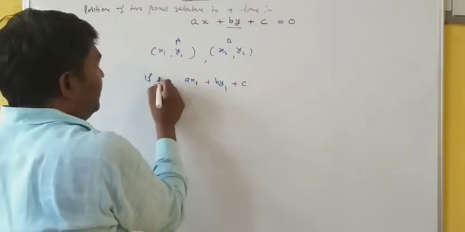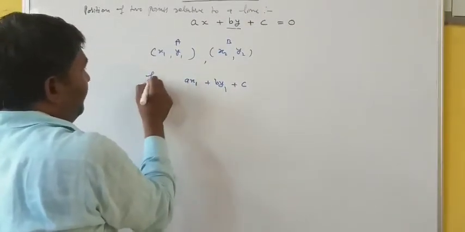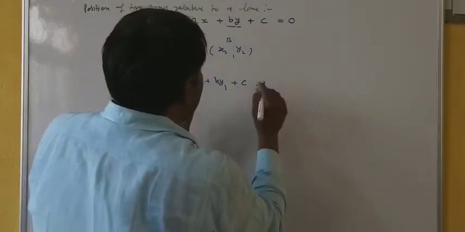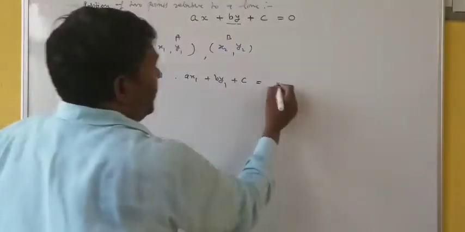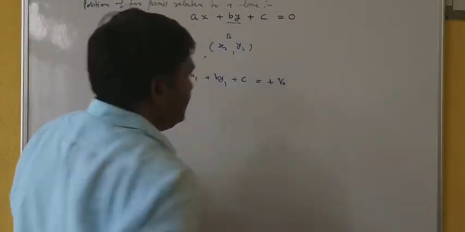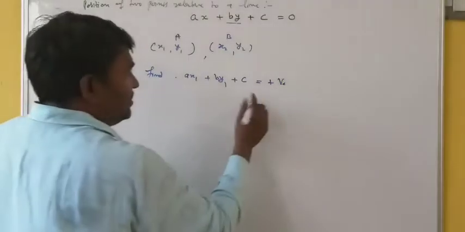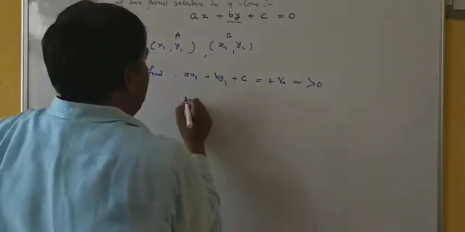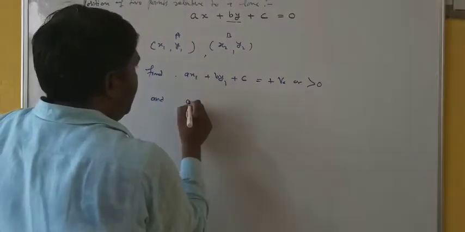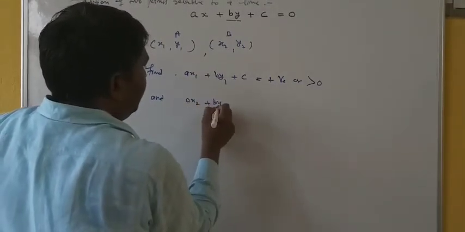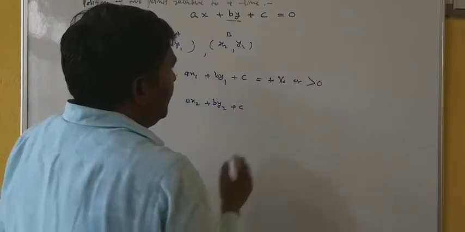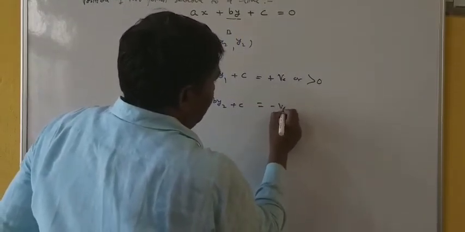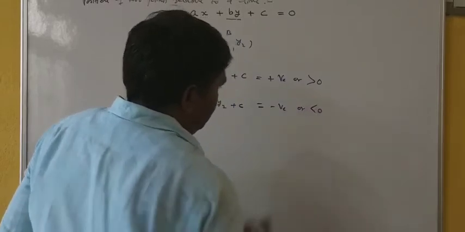Find this one. Let it have some value, let it be positive, meaning greater than 0. And ax2 plus by2 plus c, suppose, is a negative value, or less than 0.